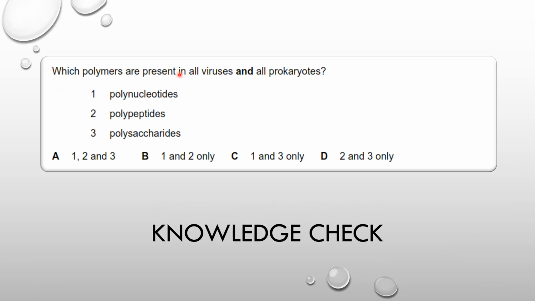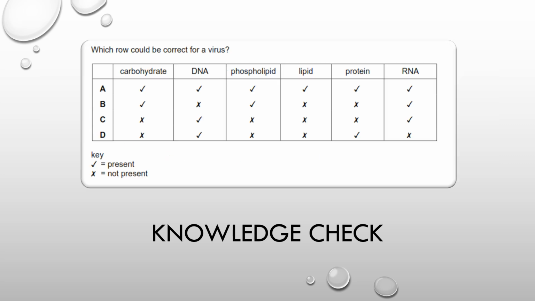Which polymers are present in all viruses and all prokaryotes? All viruses have polynucleotides, DNA or RNA, which are also found in prokaryotes. All viruses have capsid protein, which is polypeptide, but not all of them have polysaccharides. So the answer is 1 and 2, guys. Don't forget this. B, right? Which row could be correct for a virus? I want you to pause the video and answer it. All right, a virus doesn't have to have carbohydrates.